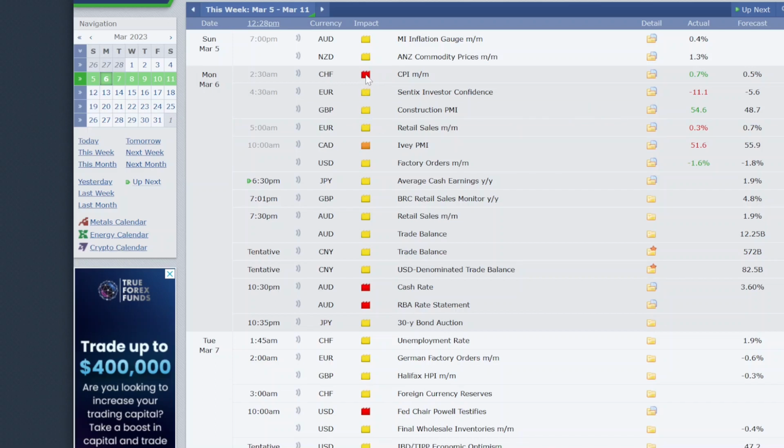So as you can see, you have red folders and you have yellow folders. Yellow folders are low impact news. Orange are medium impact news, and red is high impact news.